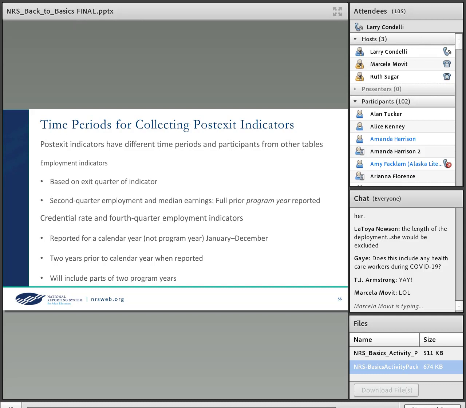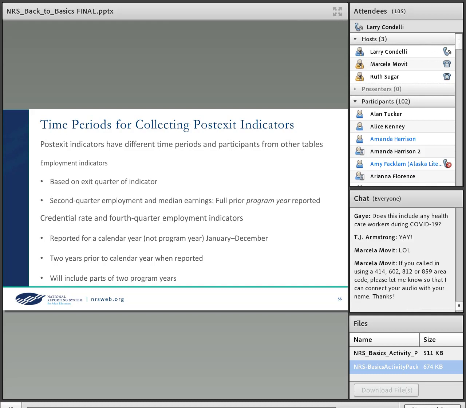And they differ, and they're on different tables. Table 5 is different than all the other tables. It's the table that reports post-exit indicators. For employment indicators, they're based on the exit quarter, as we said, the second and fourth quarter employment. And the reporting is different. I'm going to show you that in a minute.